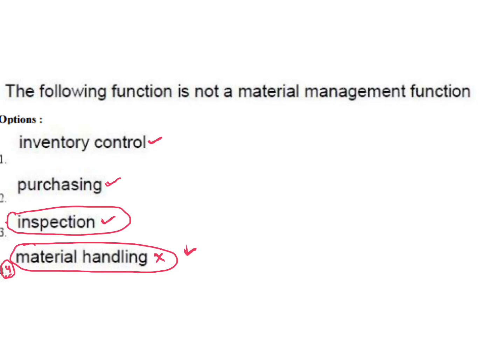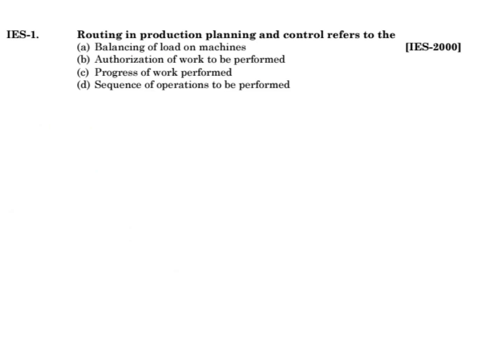Routing in production planning and control refers to: A, balancing of loads on machines. This is line balancing. This is an IAS 2000 question. Then, authorization of work to be performed. This is dispatching.